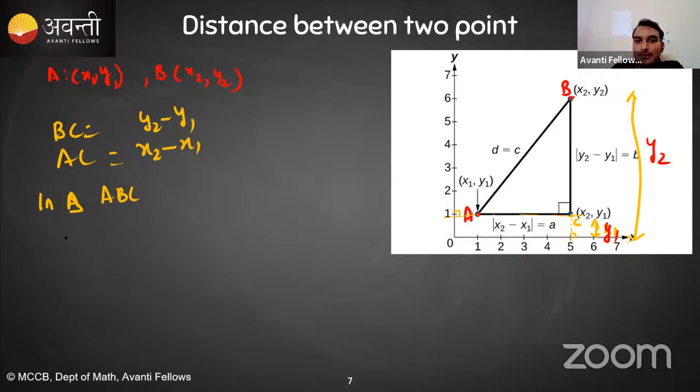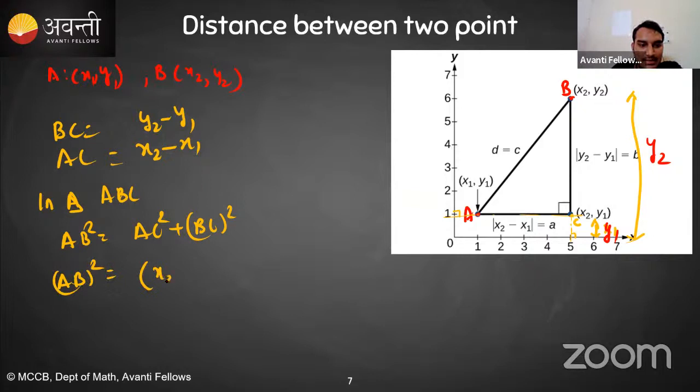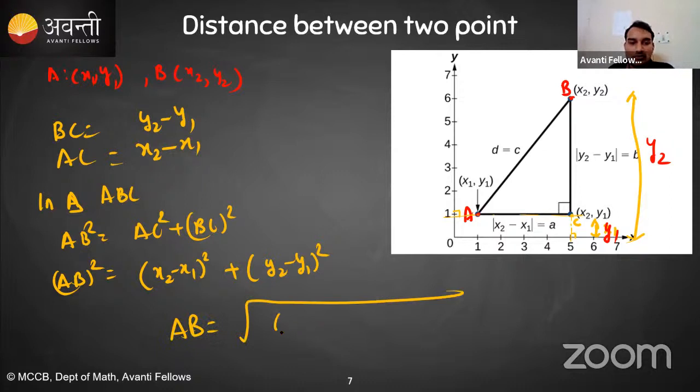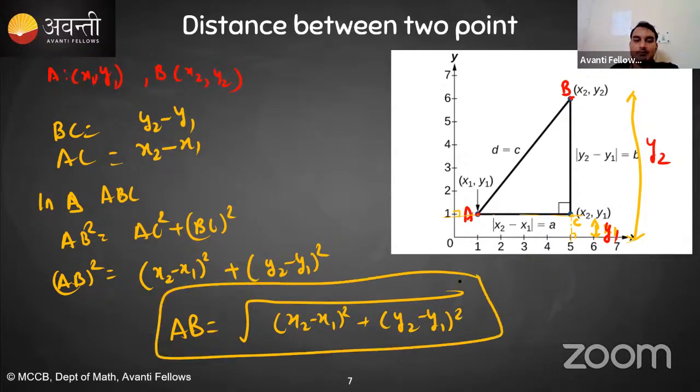is a right angle triangle. So using Pythagoras theorem, you can say that AB square is nothing but AC square plus BC square. Perpendicular square plus base square is nothing but hypotenuse square. So we have to find AB. AB square is x2 minus x1 whole square plus y2 minus y1 whole square. Then the distance is the square root of x2 minus x1 whole square plus y2 minus y1 whole square. So this is nothing but your distance AB.